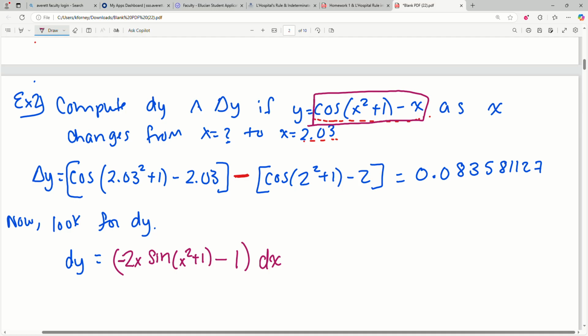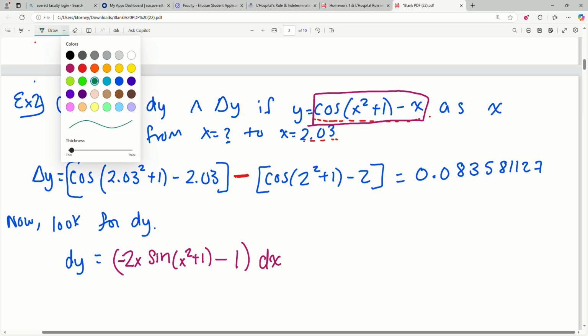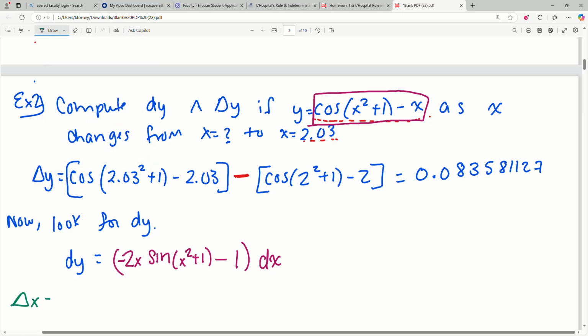So I found my dy. What is delta x? What is the change in x?